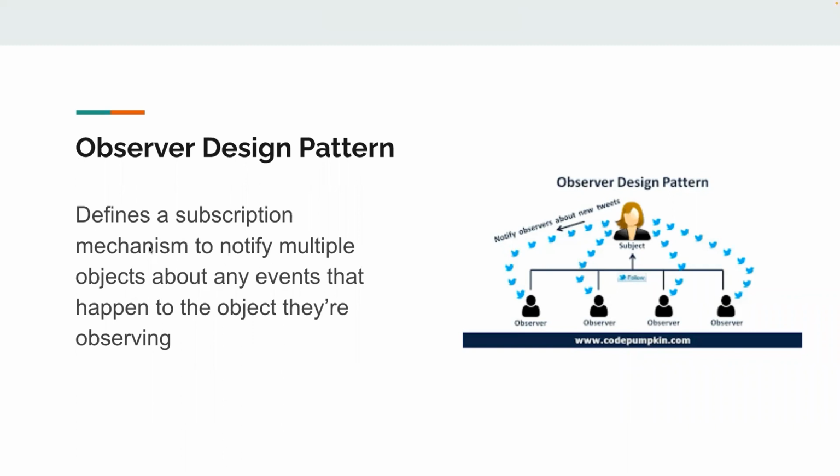First, let's take a look at the observer design pattern. So observer is a behavioral design pattern which lets you define a subscription mechanism to notify multiple objects about any events that happen to the object they're observing. It is mostly useful when you're interested in the state of an object and want to get notified whenever there is any change. In observer pattern, the objects that watch the state of another object are called observers, and the object that is being watched is called the subject.